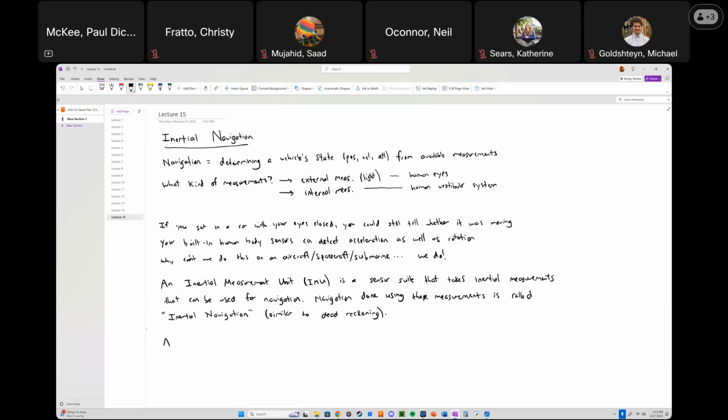An IMU consists of accelerometers and gyroscopes packaged together. Gyroscopes measure rotation, and accelerometers measure what I'm going to call felt acceleration. Be careful about that.